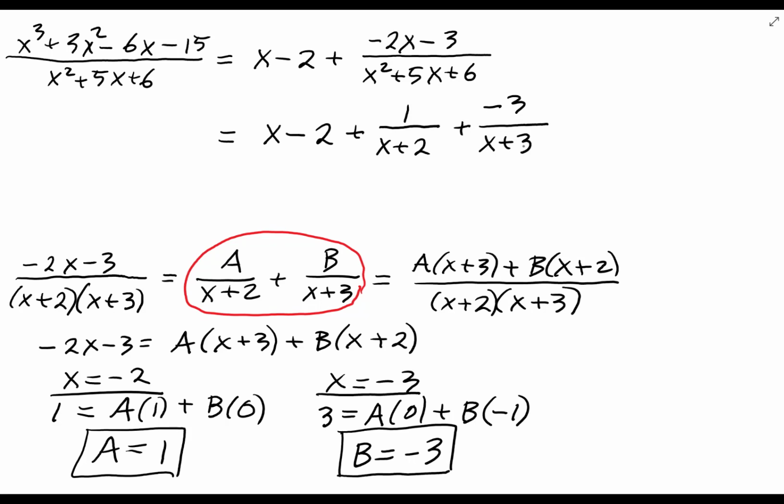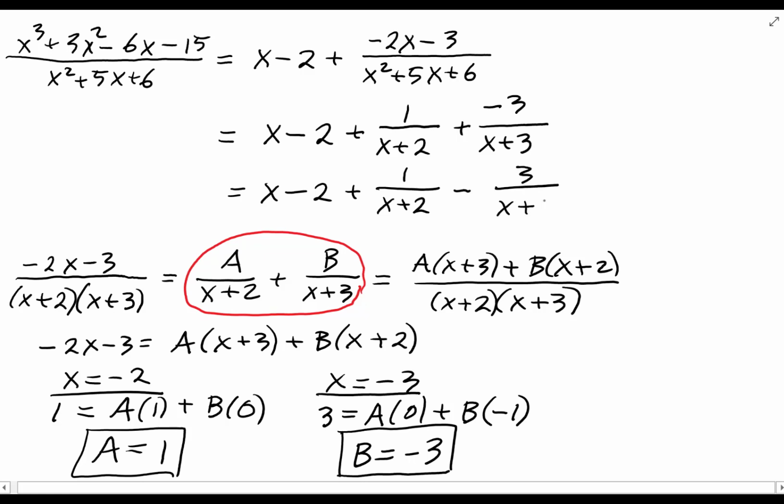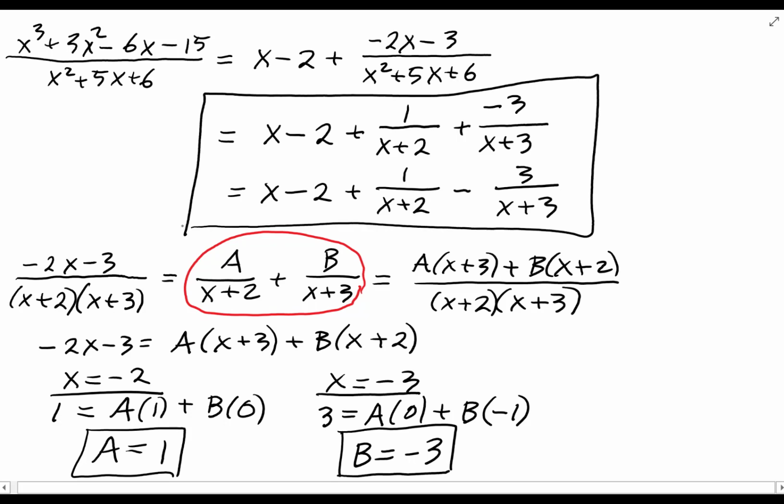Now you could have written it this way: x minus 2 plus 1 over x plus 2, and move this minus out in front. So make it minus 3 over x plus 3. Either way, that's your final answer.